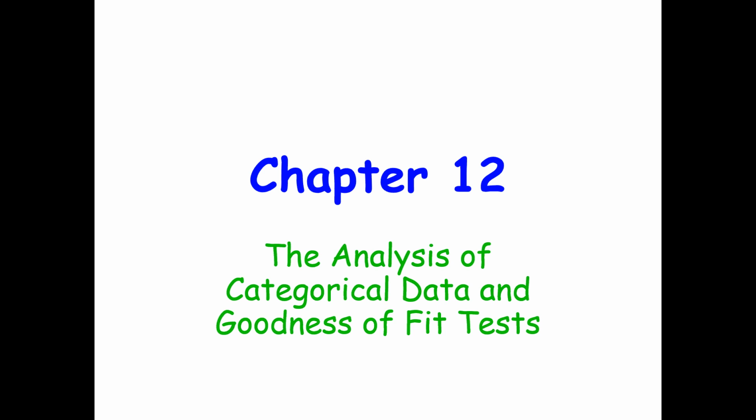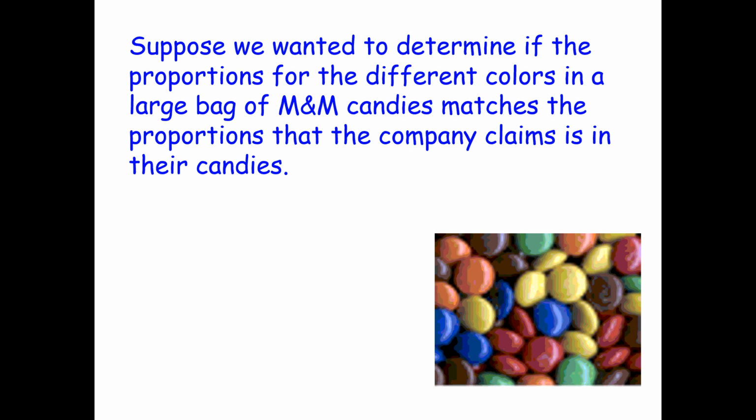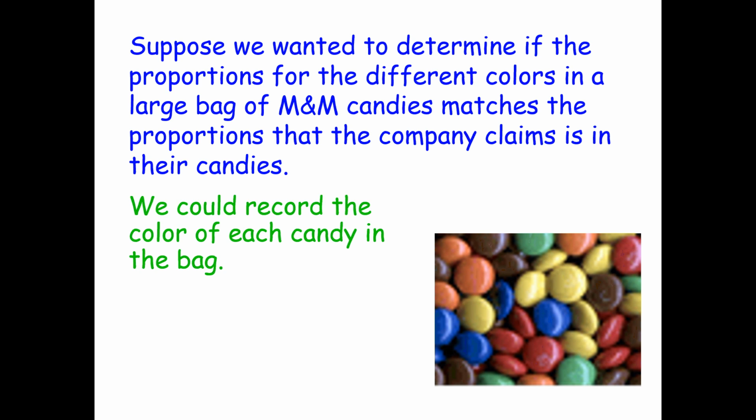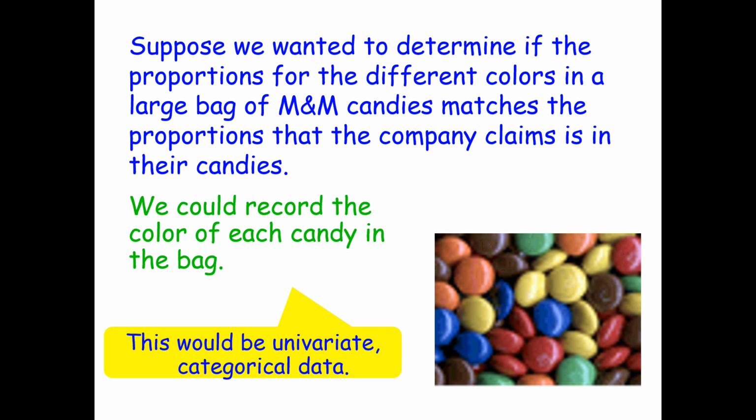In this video, we're going to be talking about the analysis of categorical data and the goodness of fit tests, specifically the chi-square test for univariate data. Now, suppose that we wanted to determine if the proportions for the different colors in a large bag of M&M candies matches the proportion that the company claims is in their candies. Well, we could record the color of each candy in the bag. This would be univariate, or categorical data.